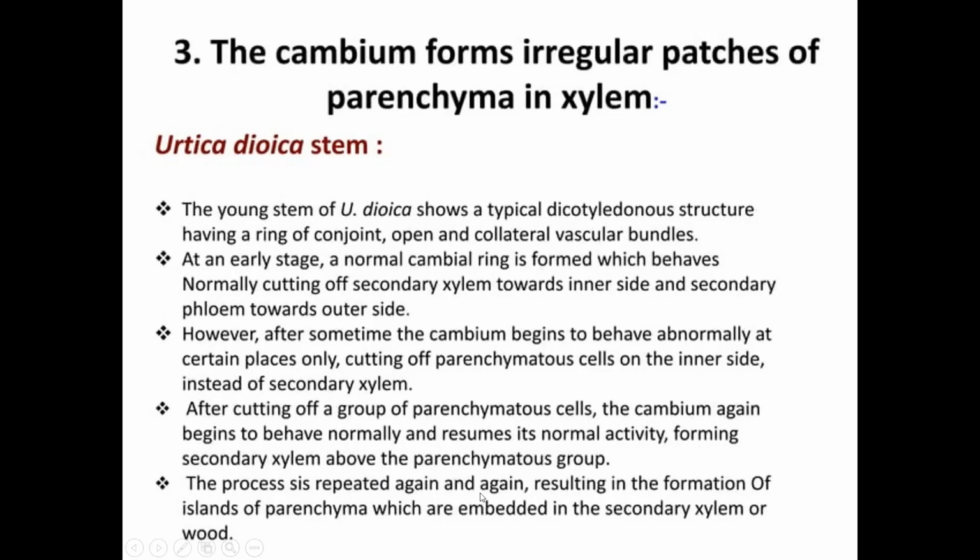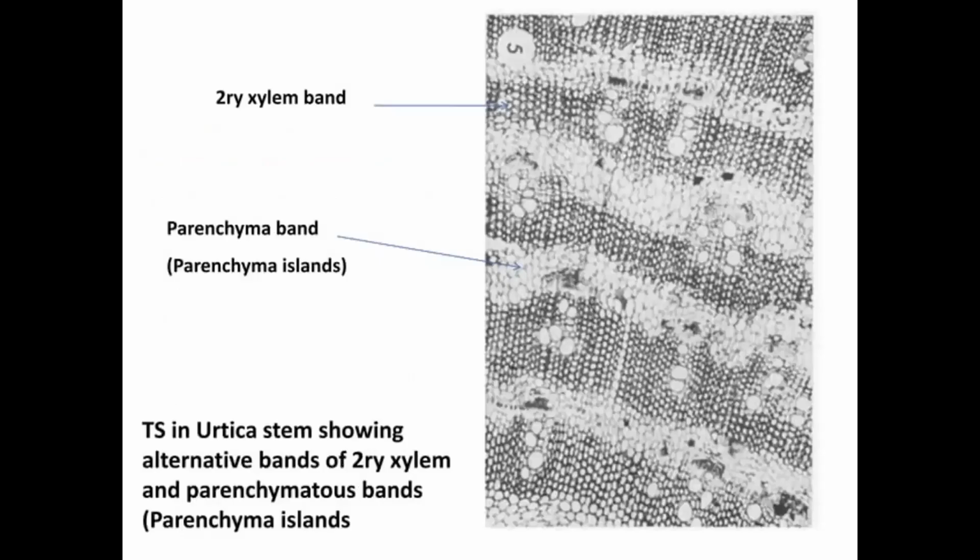So here in Urtica dioica, first the vascular cambium behaves normally and produces the secondary xylem towards the inner side and secondary phloem towards the outside. But after some time, in place of secondary xylem, it produces parenchymatous cells. After some time, again it resumes its function and behaves normally, producing the secondary tissue. So this one is the secondary xylem, in between this secondary xylem this one is a parenchymatous island, and then again secondary xylem.